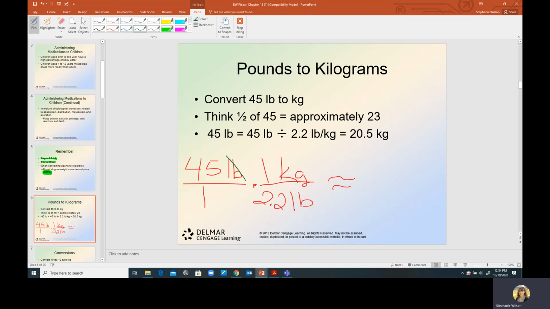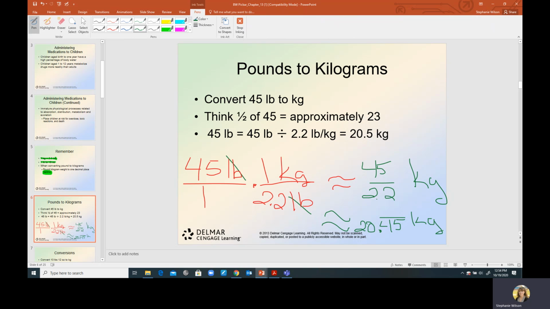So I'm going to go through here and mark the pound down, right? Now I'm left with 45 divided by 2.2. And this is going to give me kilograms. And then when I divide 45 by 2.2, sometimes we come out with a clean decimal, sometimes we do not. Not always. So I come out with approximately 20.45, and this is repeating.